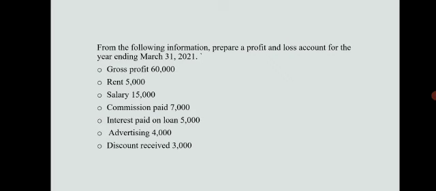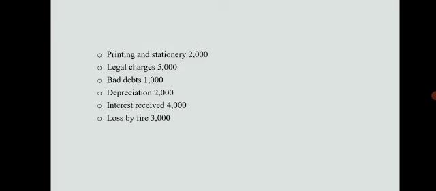Now here it is discount received. It is not discount allowed. Discount allowed is a loss, discount received is an income. So write it on the credit side, because on the credit side we are entering all revenues and gains. So on the credit side you will enter discount received. Then printing and stationery, again it is an expense, so write it on the debit side, printing and stationery 2,000. Legal charges 5,000, you enter it on the debit side, legal charges 5,000.